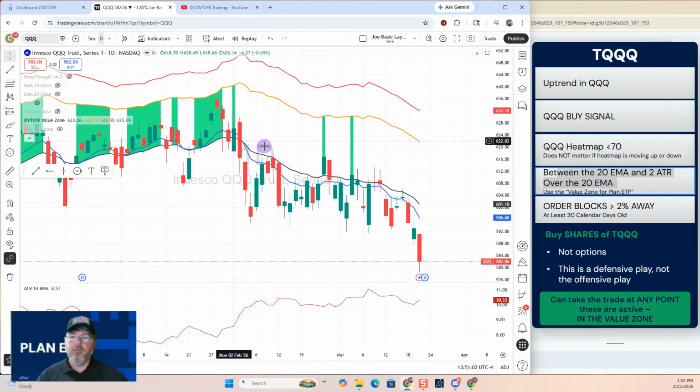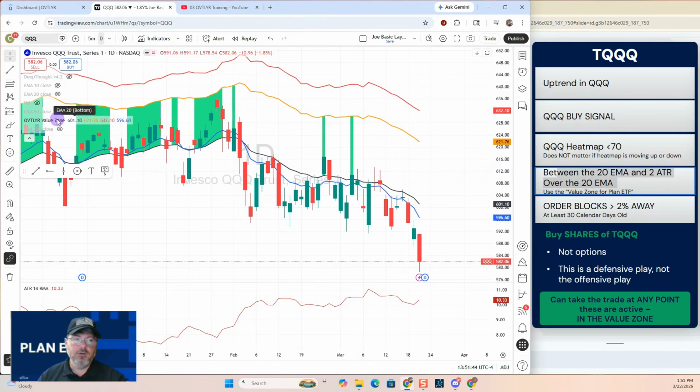Okay. It says that the price, which is just here, needs to be between the 20 and 2 ATR above the 20. Now, in very, very easy visual terms, it means that we need to see a green bar on top of our candle. See, just here we have a green bar on top of our candle. Same as here, green bar on top of our candle. And then back here, we had a bunch of candles where the Ovtlyr value zone was lit up. We certainly don't have that now, but let's see if we can figure out what these lines are.